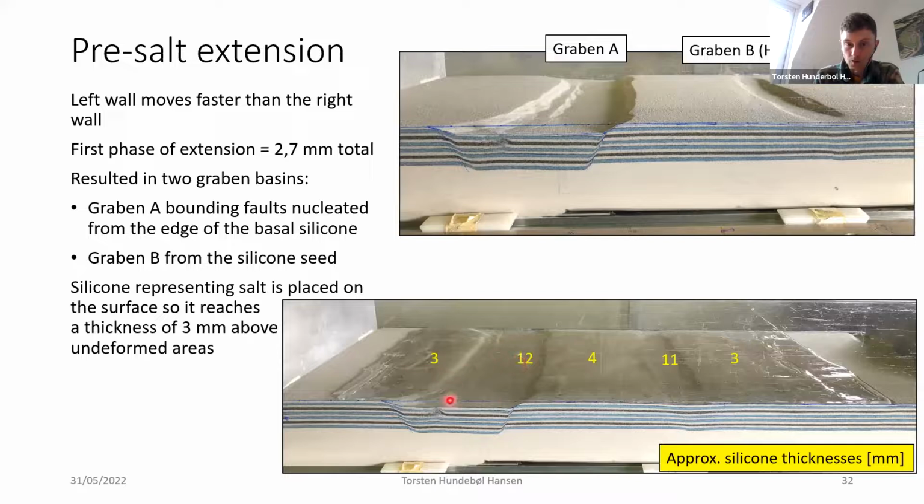We filled this topography with salt analog. So again, polymer, silicone, same thing, until we got these thicknesses. So above the structural highs, around 3 millimeters, up to 12 millimeters in the deepest parts of the graben areas. So that is our early sand-rift salt.